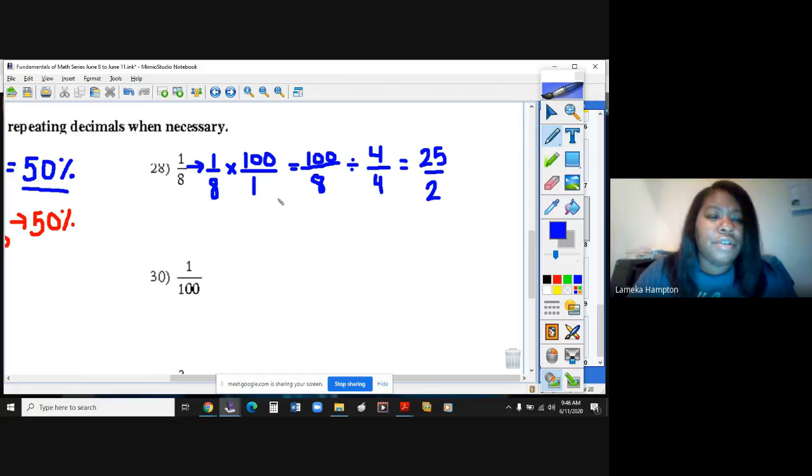Okay. Now, I have to convert this to a percent, but I have a fraction right here. So now what I'm going to have to do is simply divide 25 by 2. Now, if you have a calculator, you can just punch in 25, hit your divide button, and then the number 2, and it should give you this answer, 12.5. Okay. And that's your answer, 12.5.